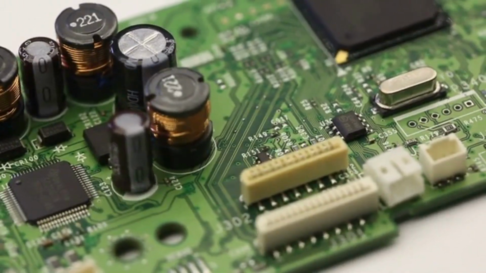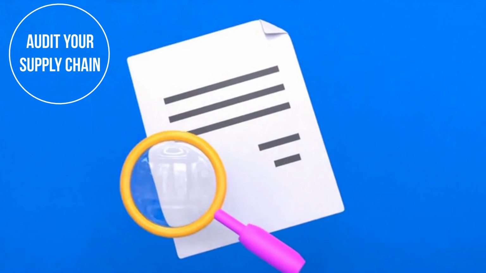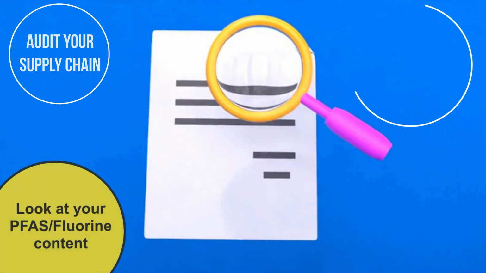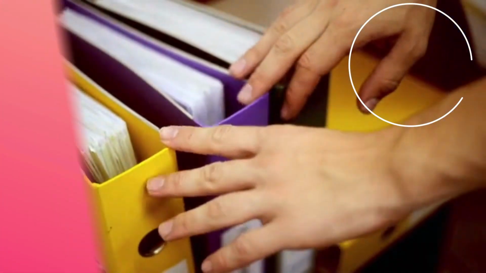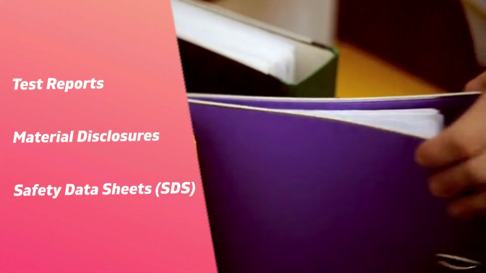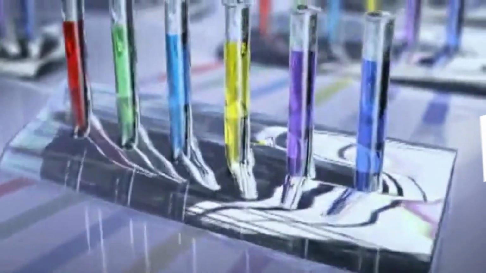But how can you verify PFAS in electronics? First, you can audit your supply chain. Look at your PFAS and/or your fluorine content. You can accomplish this using certificates of compliance, test reports, material disclosures, and/or safety data sheets. You can also do risk assessment, and finally, you can target analytical testing via a plan when necessary.